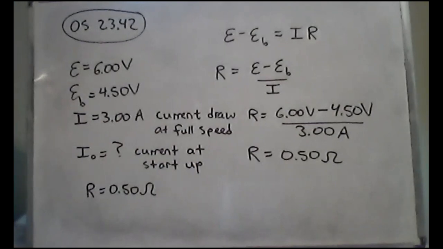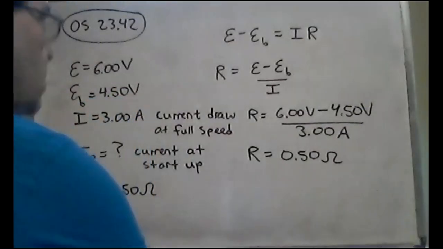I got that from my understanding of what the motor's doing at full speed. What I don't understand yet is what current it draws initially. Right at full speed, it draws a 3 ampere current, which is actually quite large for a little toy car. Well, let's find out what it draws initially.